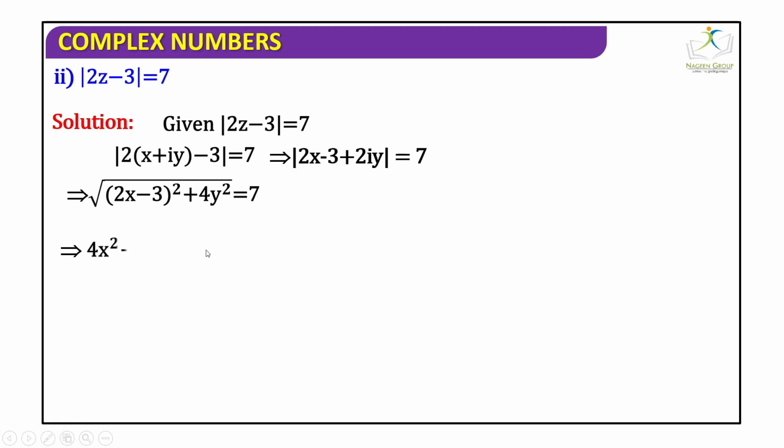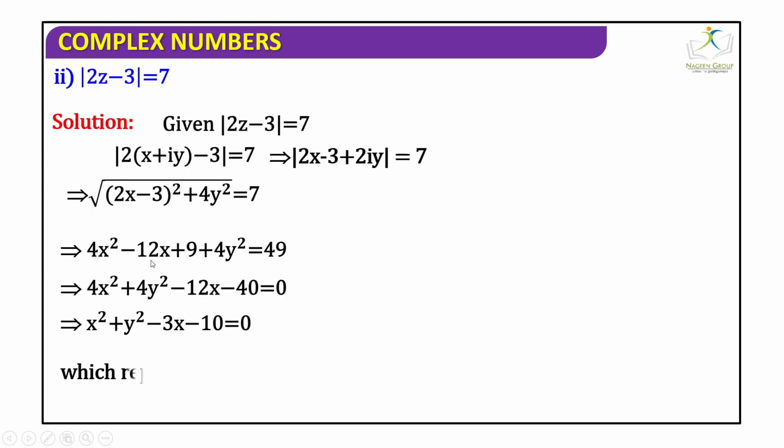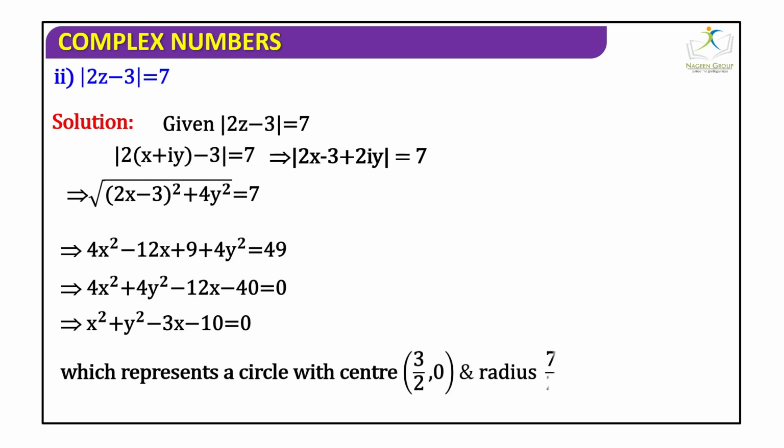Now we have the root. What will we do with the root? We square both sides. 7 square is 49, and this we apply a minus b whole square, right? So after solving we get the answer, which represents a circle with the center. What will the center be? 3/2, 0, and what will the radius be? 7/2. How to find it?